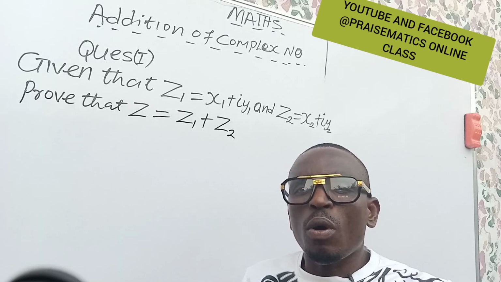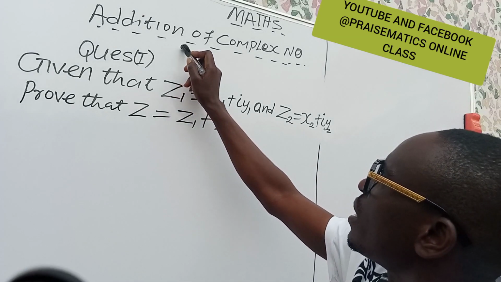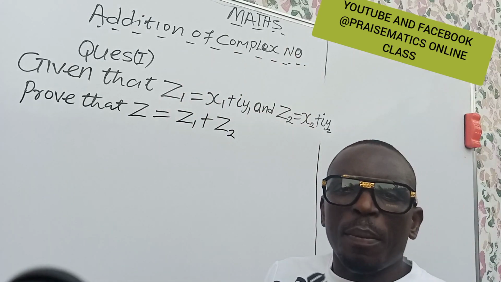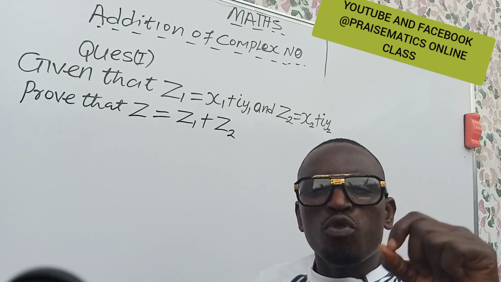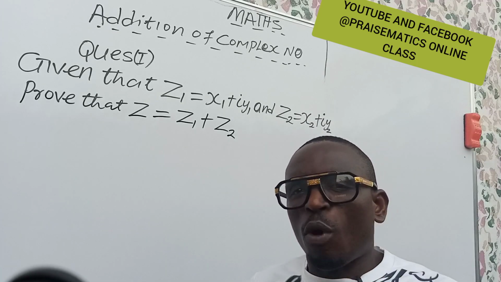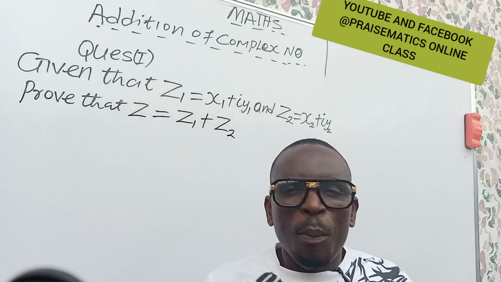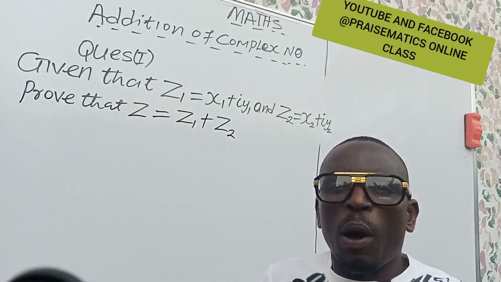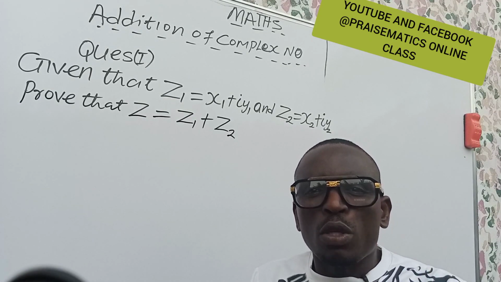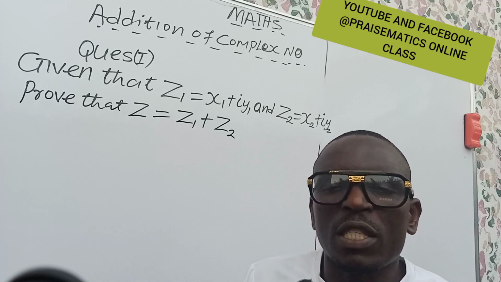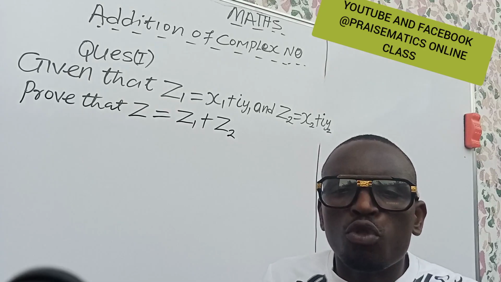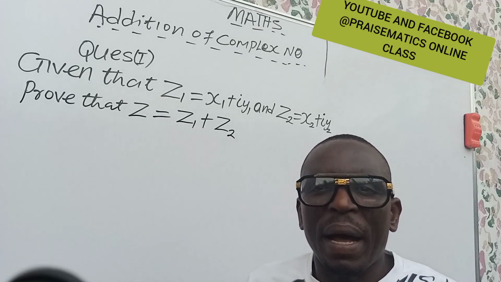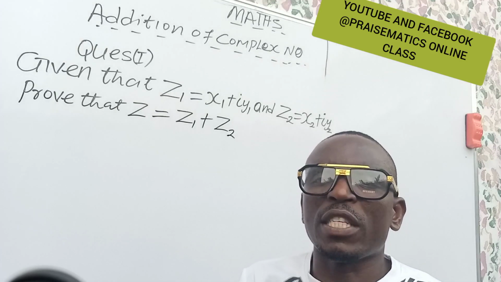Now, what we must look at is the addition of complex numbers. Addition of two complex numbers will give itself a complex number. When you take a complex number and add another complex number to it, it produces a complex number. So the summation of two or more complex numbers will give us a complex number.